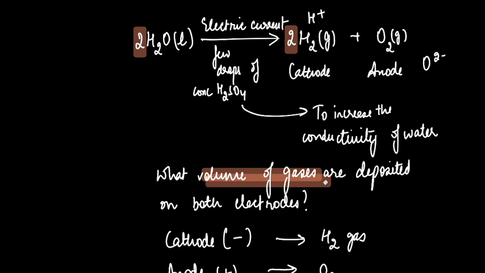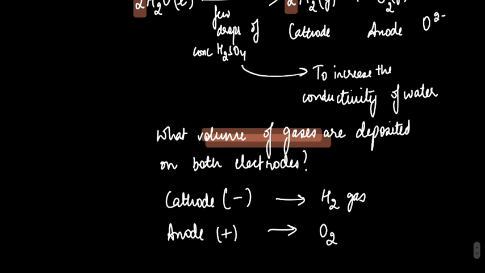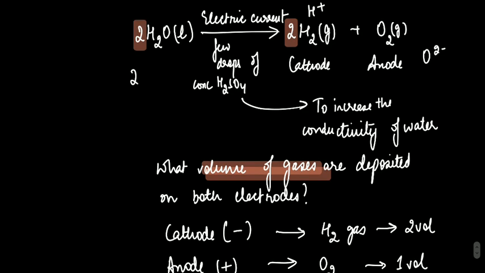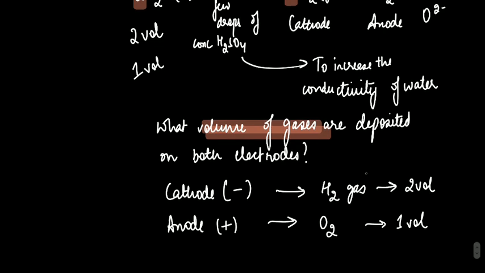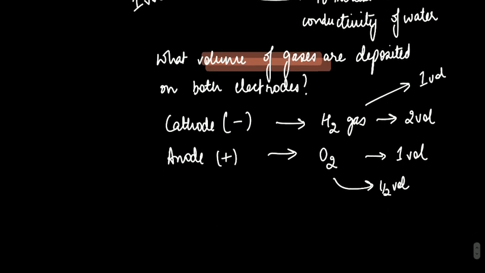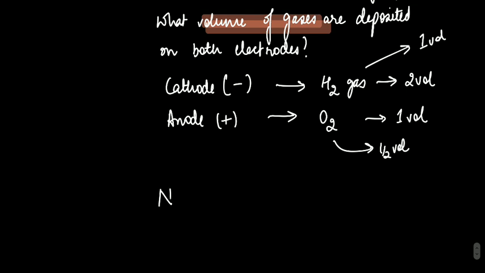So what volume of gases? We have to use these coefficients in the simple whole number ratio. So if you see hydrogen, the answer will be 2 volumes of hydrogen are deposited on cathode, and for oxygen it is 1 volume. And how many volumes of water we are taking? That is 2 volumes. So if we simplify it, if it's going to be 1 volume, then this hydrogen gas will also be 1 volume, but oxygen will be half volume. I just reduced it.